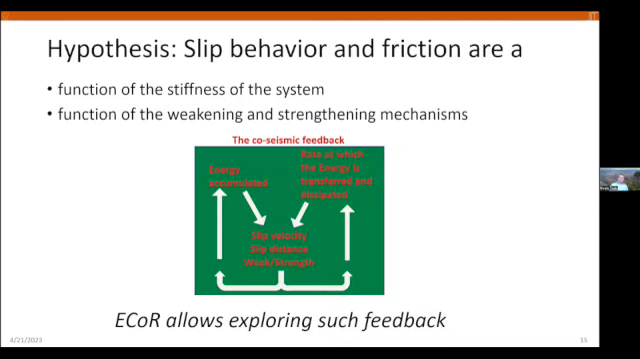So again, the hypothesis here is that the slip behavior and friction are a function of the stiffness of the system, and they are also a function of weakening and strengthening mechanisms. The way that we can understand and explore such a feedback between the energy accumulated and the rate at which the energy is transferred and dissipated can be done thanks to a system which combines fundamentally the stick slip idea with the rotary shear idea. So the ECoR system, right?